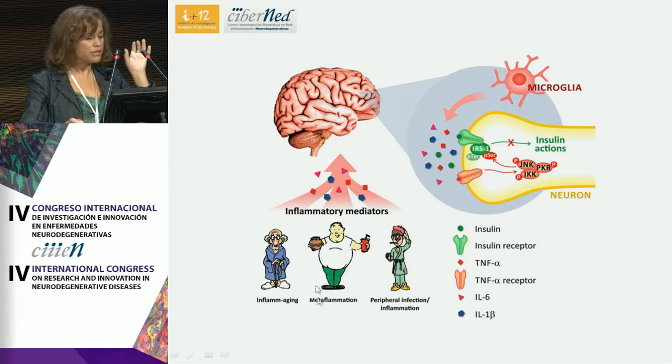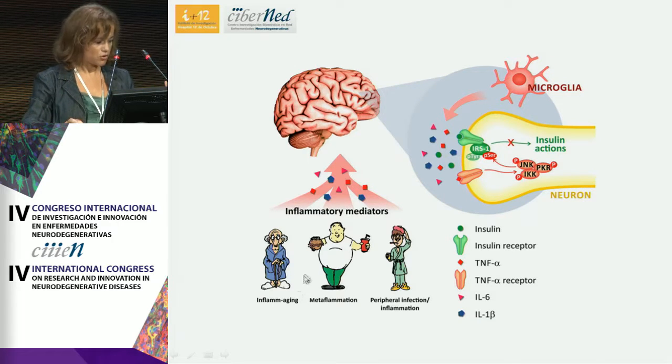These pro-inflammatory mediators come from newly coined concepts: inflammaging, and metainflammation, as an inflammation associated with obesity. Then these systemic inflammatory mediators can cross the blood-brain barrier and act over the microglial cells, leading to central inflammation.